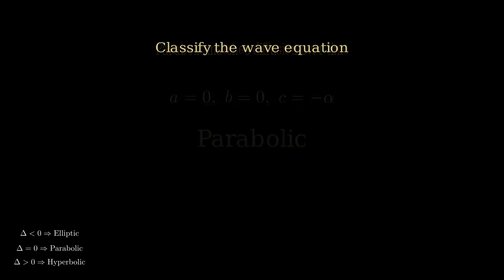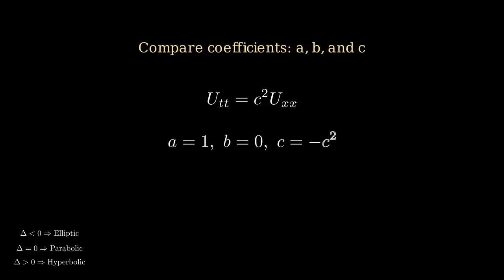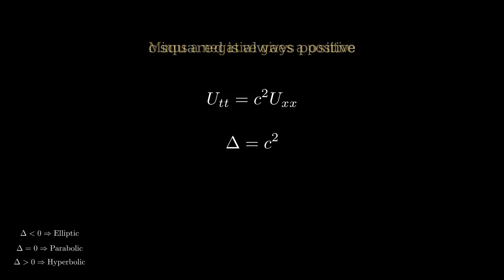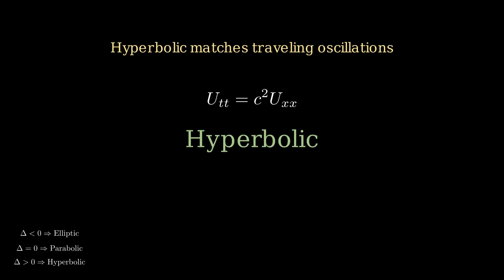Finally, let's classify the wave equation. This is written as u sub tt equals c squared times u sub xx. Comparing to the general form and computing the discriminant, we get delta equals c squared. Since c squared is always positive, delta is positive, so the wave equation is hyperbolic. As a check, this matches expectations, since the wave equation describes oscillations that travel, which is the defining feature of hyperbolic equations.